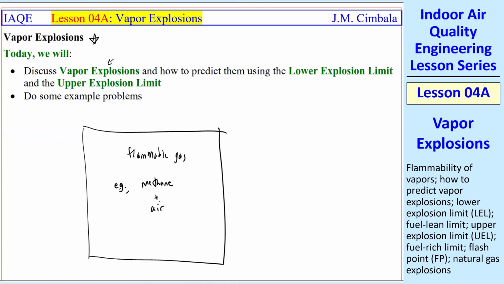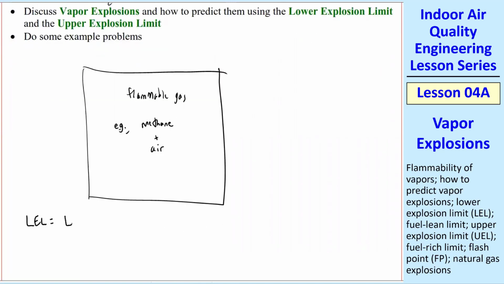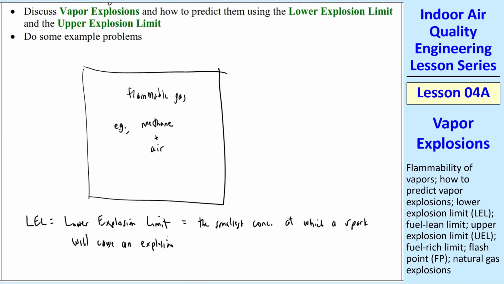Well, there's something called an LEL, which is the lower explosion limit. It's the smallest concentration at which a spark will cause an explosion. So you'll need a spark here. There's also something called auto ignition that happens sometimes without a spark, but we're talking about gases that need a spark. So your methane sitting there and you have a spark. Static electricity can do it sometimes, so it doesn't have to be an actual spark or like a fire, lighting a match or something. It could be static electricity.